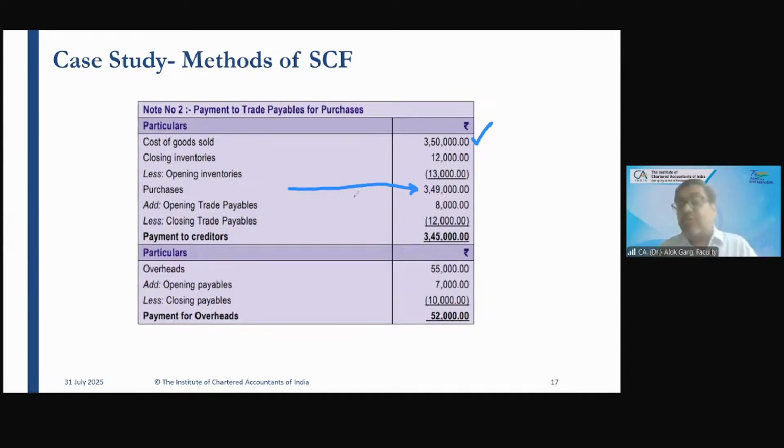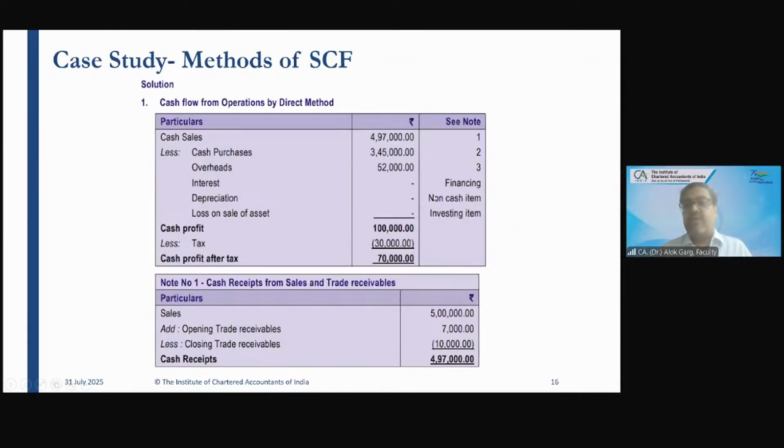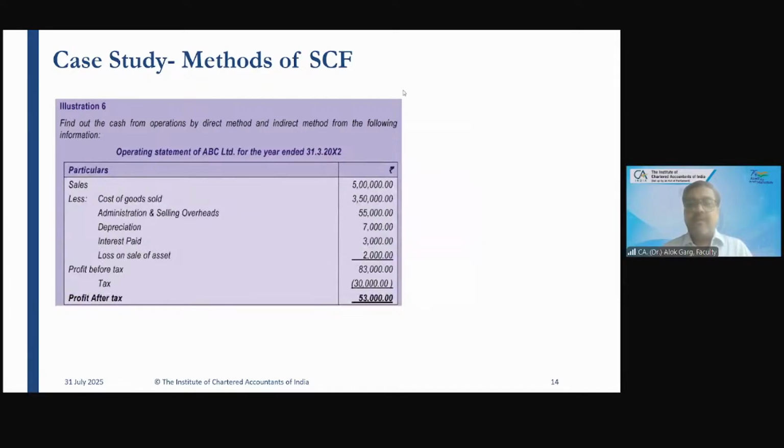So now 349 is the amount which you have purchased during the year. Then you have to pay 8,000 of opening balance also, but 12,000 is lying as an outstanding balance. It means 349 plus 8 minus 12, 3,45,000 is the money you have paid to your creditors, right? So this is what it will go as a payment to creditors. Cash purchases 3,45,000. What about overheads?